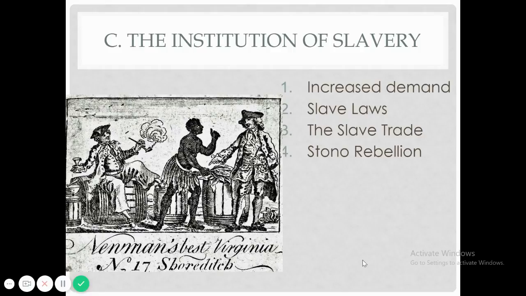Also, they needed cheap labor because tobacco prices start to fall. Rice and indigo are going to become the most profitable crops. And so, hey, free labor is going to increase your profits. And unfortunately, slavery was the way they went.